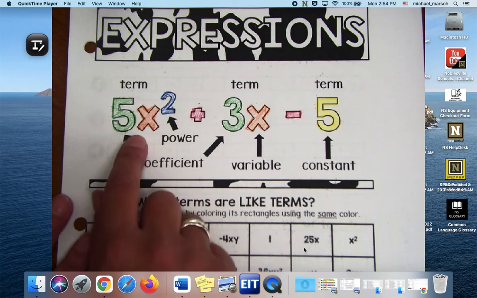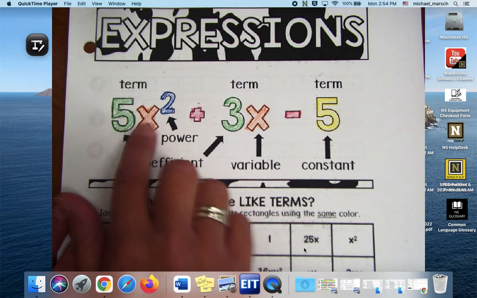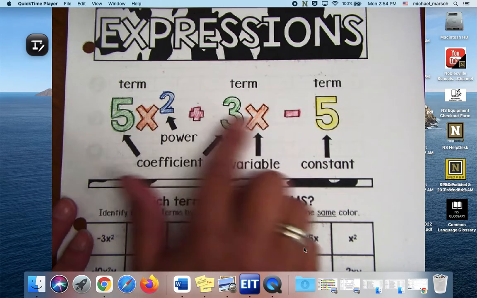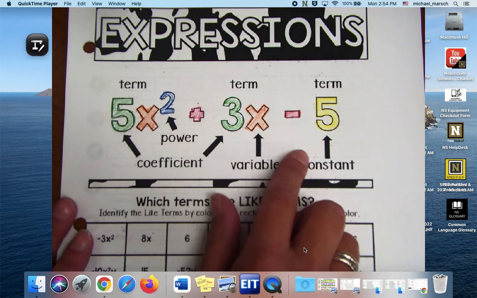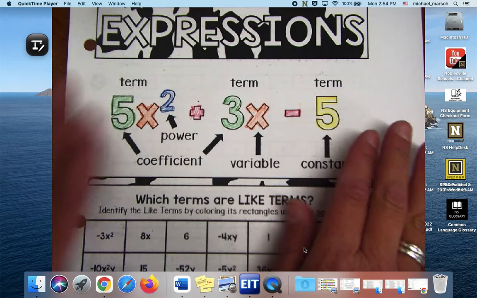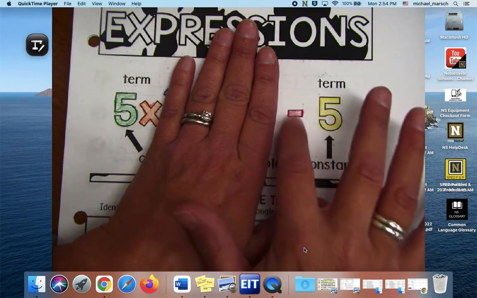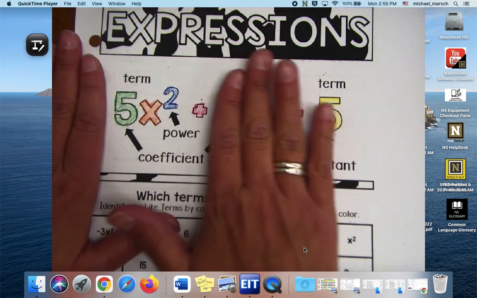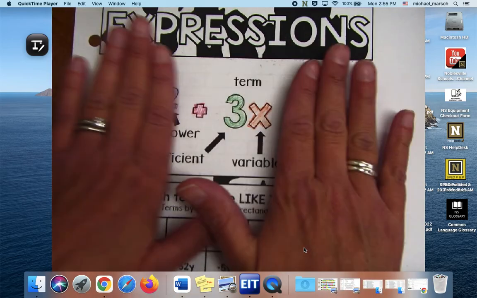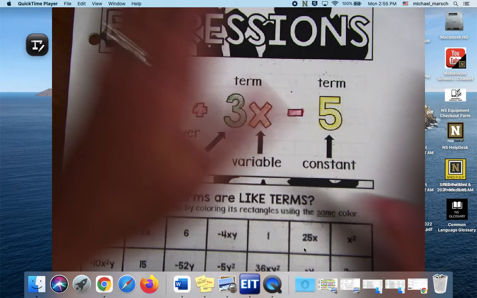Then we have our x's, those are our variables. We have an exponent. And then we have what's considered a constant, and that's just a term that only has a number, no variable. So -5 would be the constant there. So we have 5x squared is one term, 3x is another term, -5 is another term.